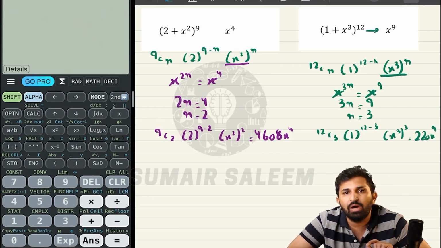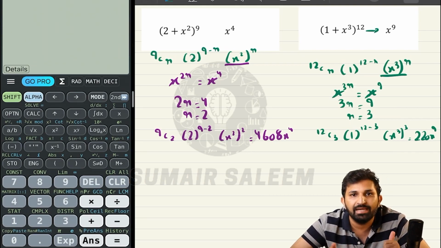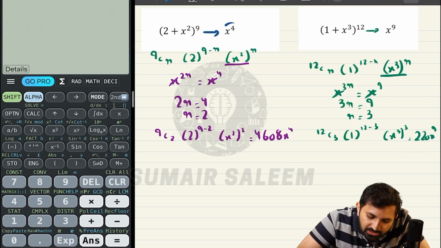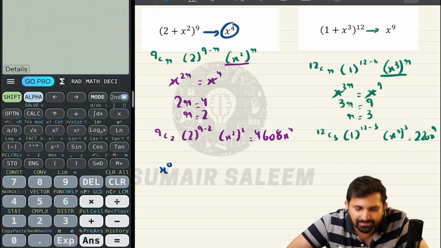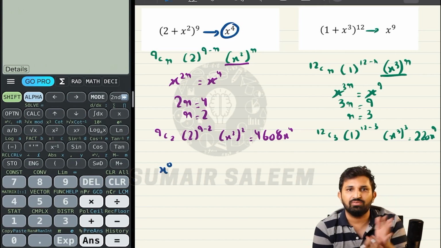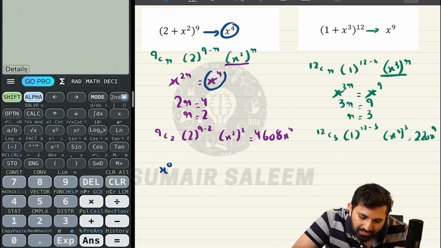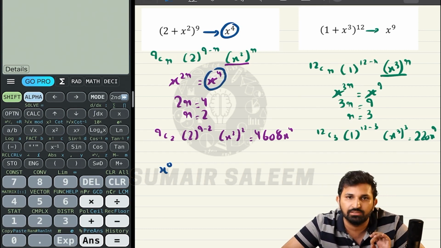One more thing I need to add here. Sometimes examiners want you to find the coefficient of the term independent of x. Independent of x means you need to find the coefficient of x power 0. Whenever it says find the term independent of x, you need to equate to x power 0. Like here we are equating to x power 4, we equate to x power 0.